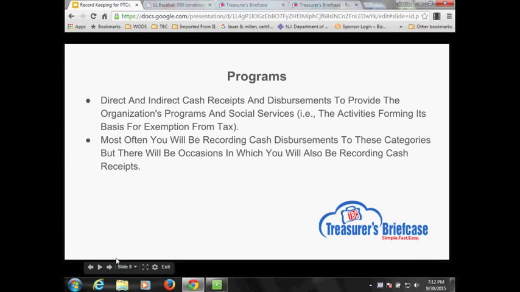The next category is programs expense. They are the direct and indirect cash receipts and disbursements to provide the organization's programs and social services. In effect, it's the reason you exist. It's the reason the IRS gave you a tax-exempt status. Most often, you'll find that you'll be recording cash disbursements related to the program category. But there will be occasions where you'll actually receive receipts in the program category, and we'll talk about that a little bit later in the webinar.